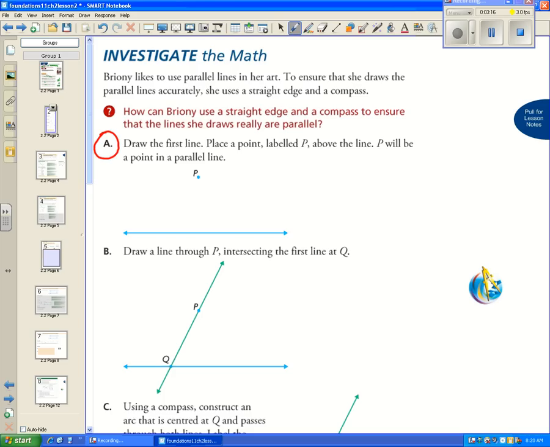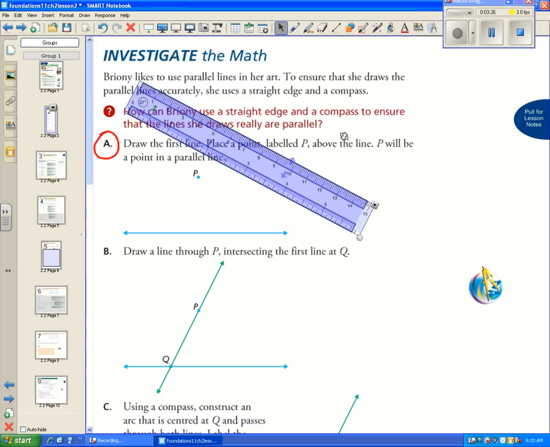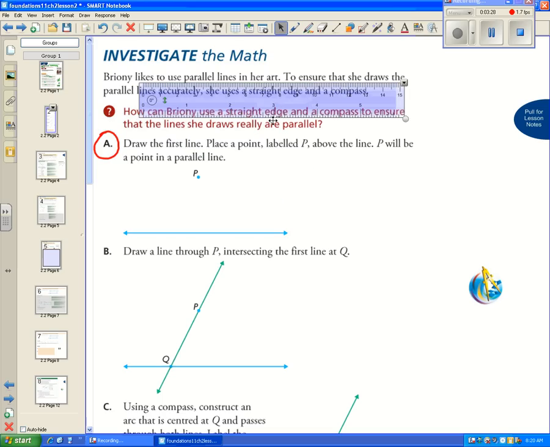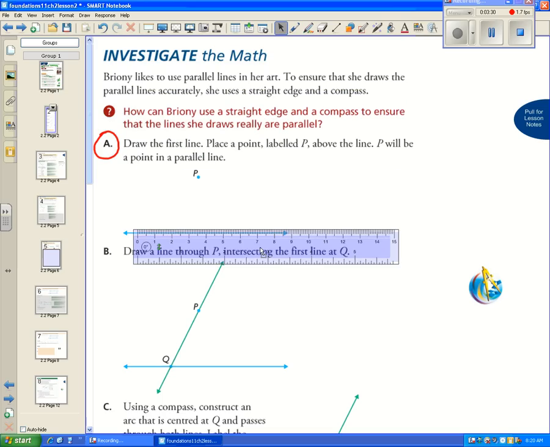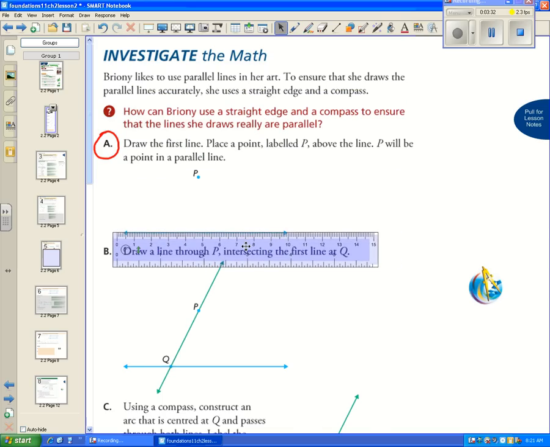Draw the first line. Place a point P above the line. P will be a point in a parallel line. So when we're drawing lines, we need to make sure we have a ruler. You need to bring your ruler down. Ooh. See, you guys are much better. You can move a ruler easier than I can. You're going to make a ruled line, and you're going to put a point P somewhere above that line.